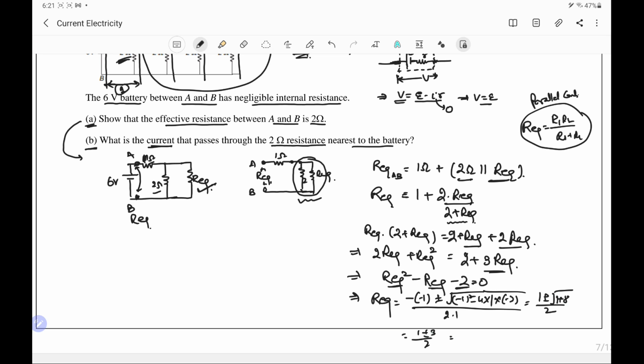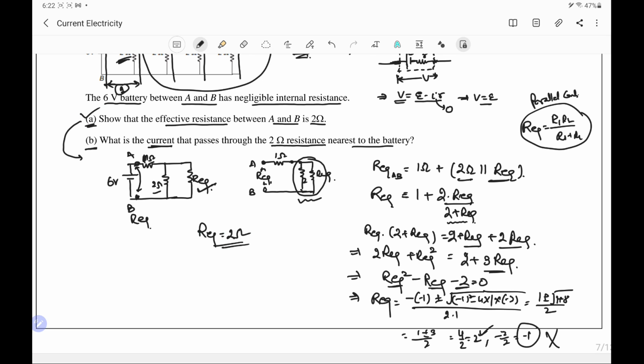If we take plus, it will be 3 plus 1, 4, and 4 by 2 is 2. And 1 minus 3 is minus 2, so minus 2 by 2 is equal to minus 1. Hence we can say, because resistance cannot be negative, this value is not allowed. The only allowed value is 2 ohm. Hence we can say R_eq equals 2 ohm.